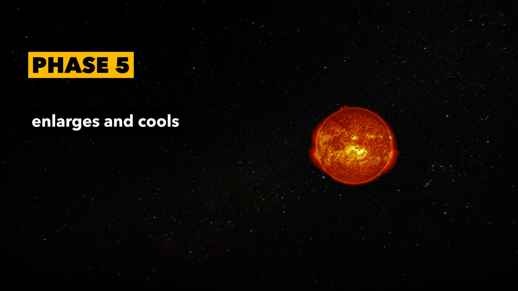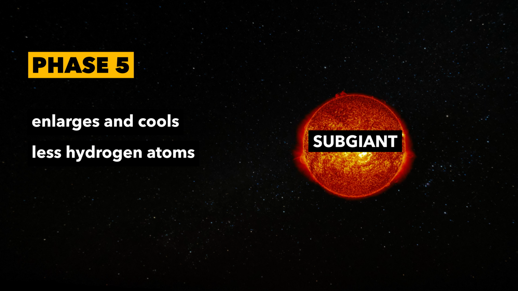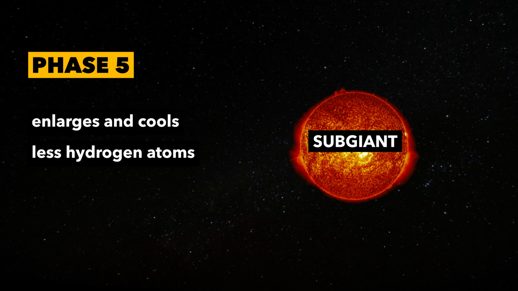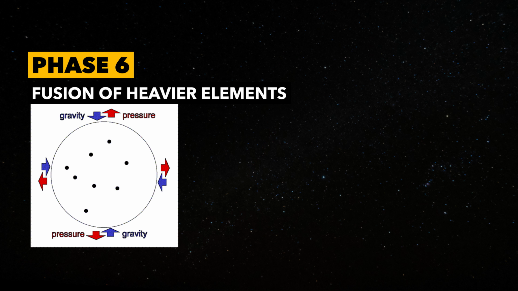At this point, the star is running out of hydrogen atoms that were being converted to helium. So the internal reaction stops and it begins to contract and expand where it becomes a subgiant star and then a red giant. There are many different sizes of red giants, and their next phase can go a couple different ways. Phase 6, fusion of heavier elements.